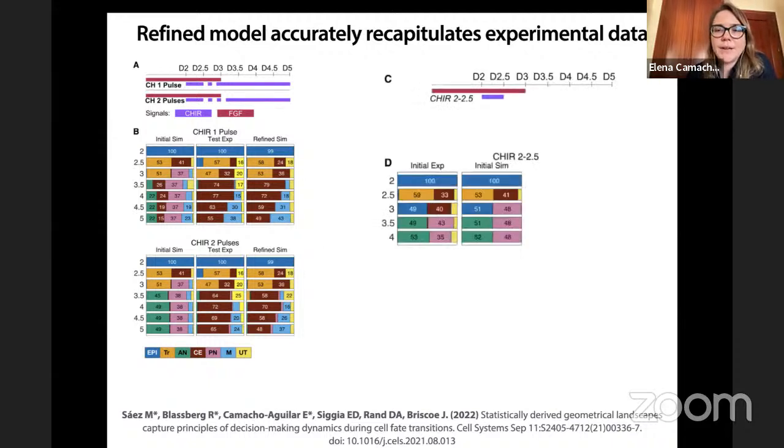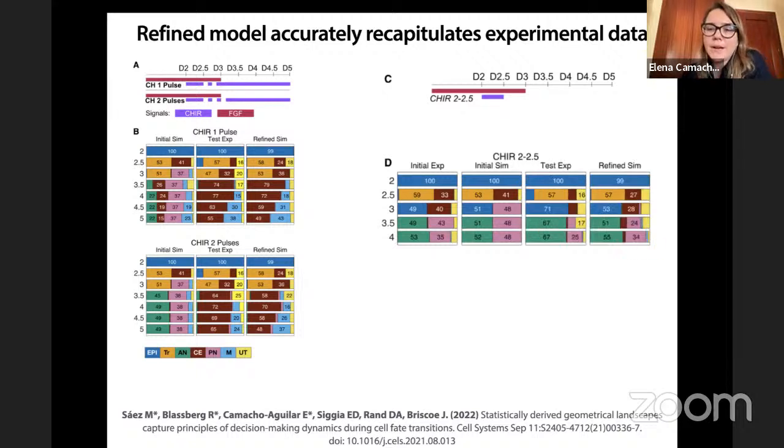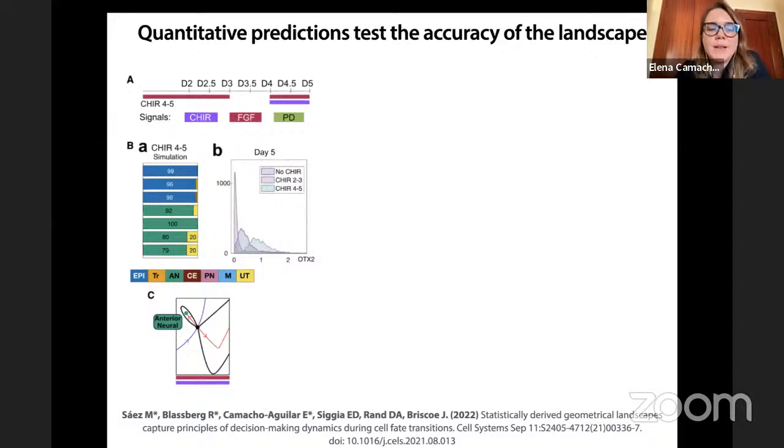And the same with another experiment where we had a mix of anterior and posterior neural phase. Once we had our refined model, we also tried to see whether we could give quantitative predictions. One question was whether we could reproduce the fact that once cells are anterior neural, they cannot become caudal epiblast anymore. So we tried to do that by inducing CHIR with WNT late in the experiment.